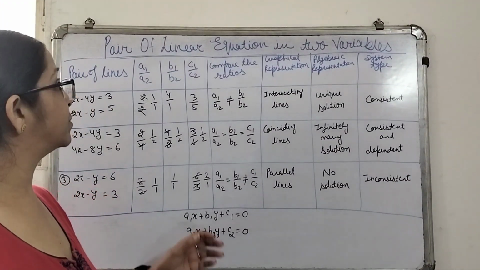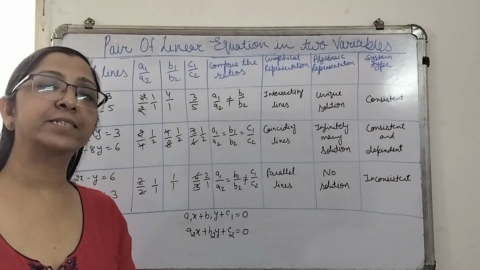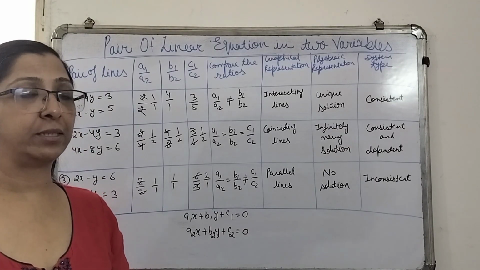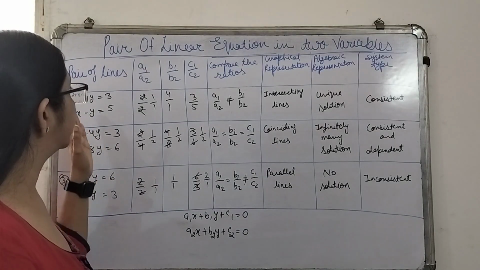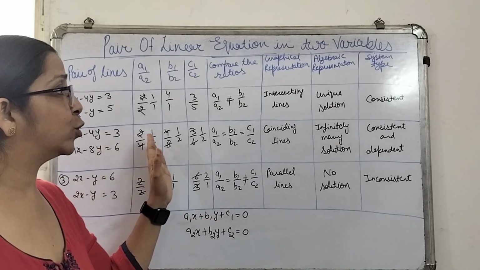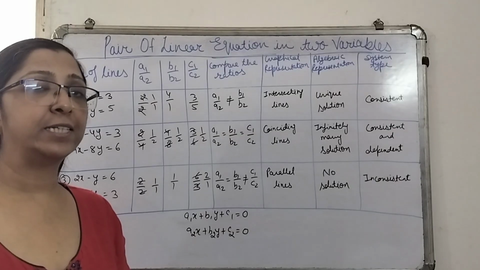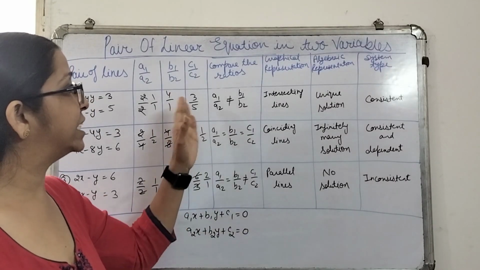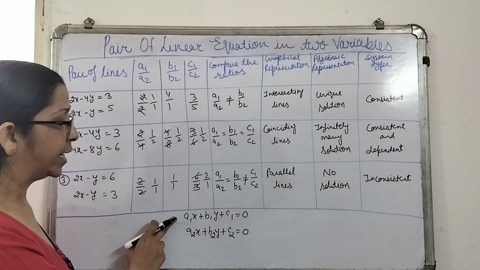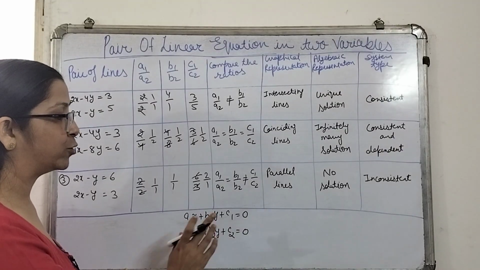Till now we have seen various methods of finding the solution of a pair of linear equations in two variables, that is the graphical method and algebraic methods, and in the algebraic method, the substitution method and the elimination method. Now, by simply comparing the coefficients of x and y and the constant terms, we can come to know the nature of these linear equations, that is, the nature of the lines that will be formed when we plot them. Now we know that the standard form of linear equations in two variables is a1x plus b1y plus c1 equals 0, and a2x plus b2y plus c2 equals 0.